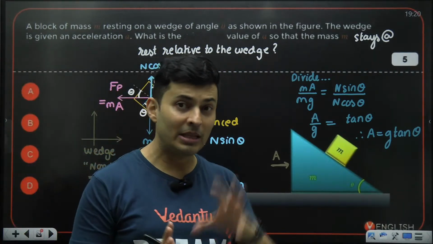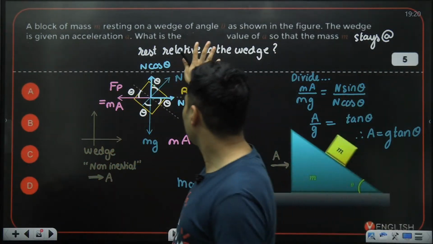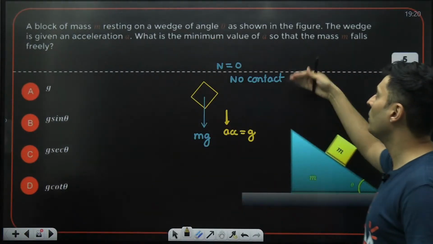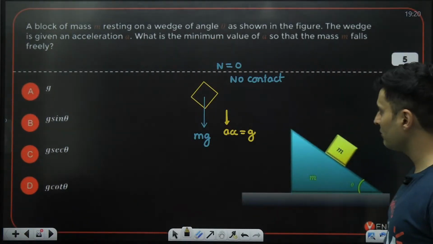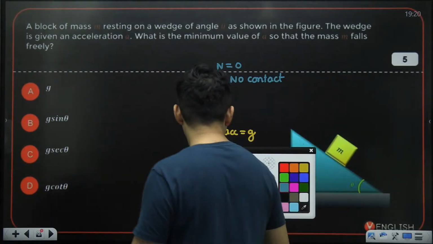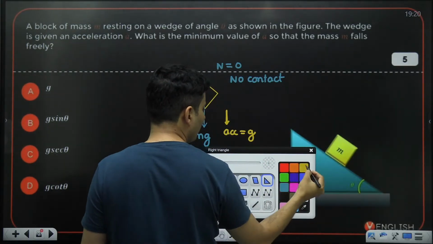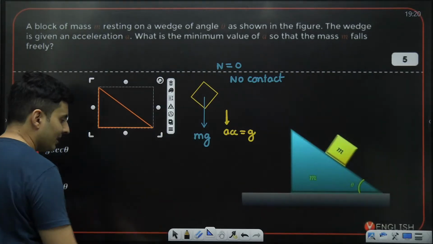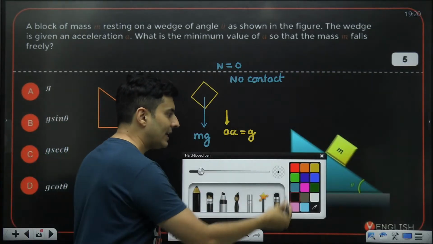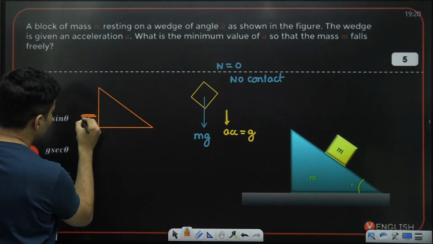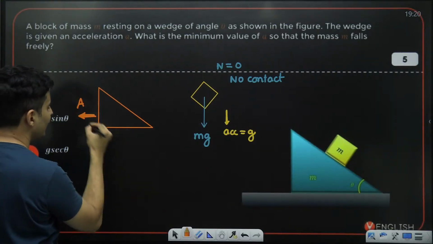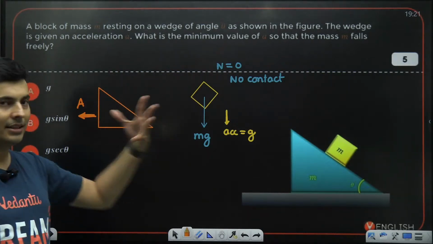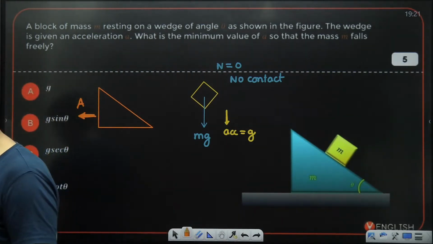Why does this problem now go to a different zone? Here, this problem is simple, but when you look at the minimum value of acceleration so that this falls freely, there is some kind of relationship which you need to find between the accelerations of the block and the wedge, and that is something we'll be doing in the next class, not now. So how much is the acceleration of the wedge? That is what is being asked. We'll find that in the next class.